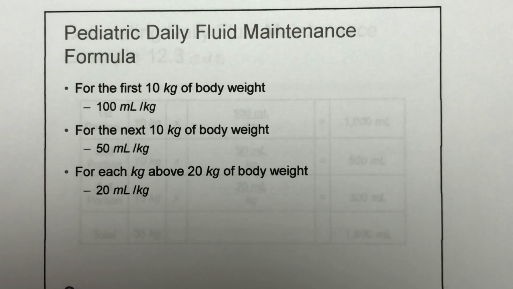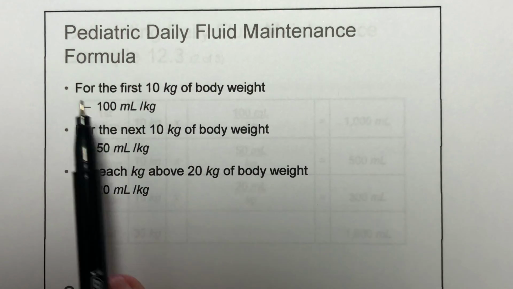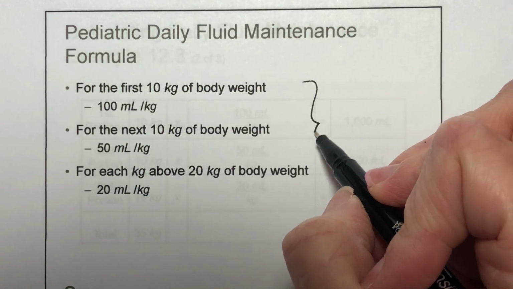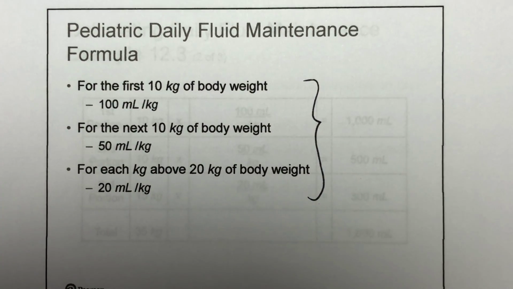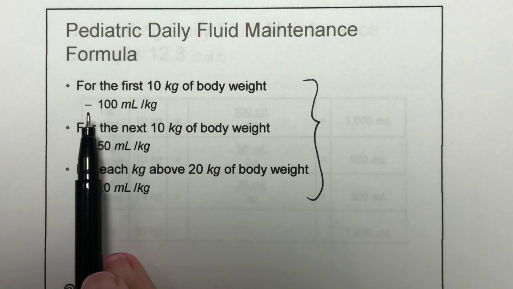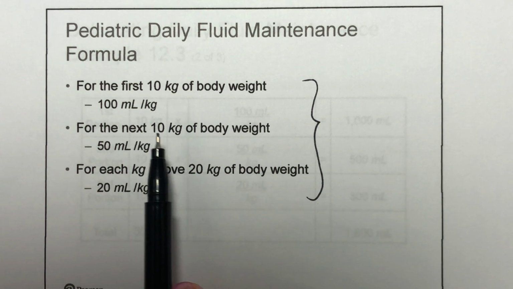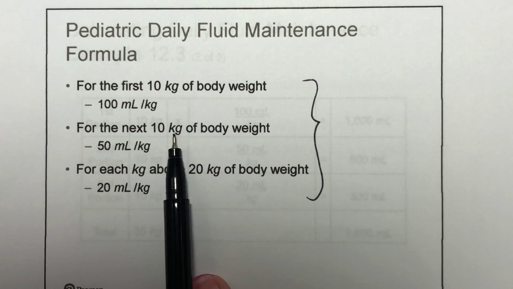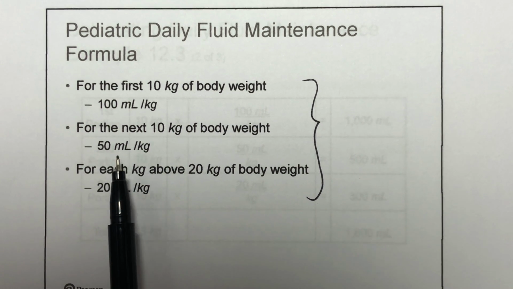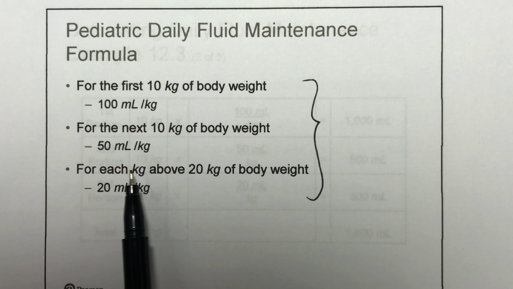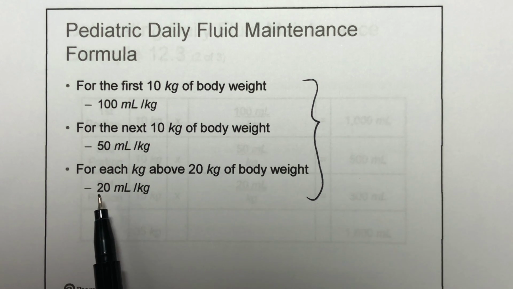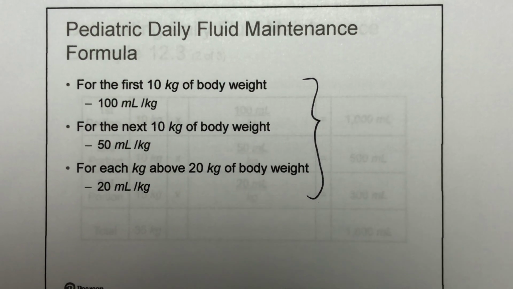Okay, now this is important. Pediatric daily fluid maintenance formula. This is something that you just use, so you probably need to learn it. For the first 10 kilograms of body weight, the child needs 100 milliliters for every single kilogram. For the next 10 kilograms of body weight, the child needs 50 milliliters for every single kilogram. And for each kilogram above 20, they need 20 milliliters per kilogram. Okay, we're going to use this to work the next problem in the next part.